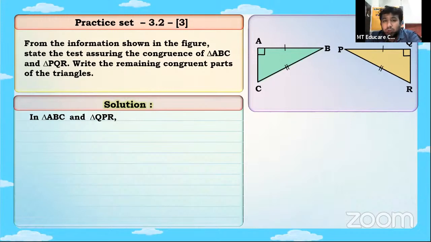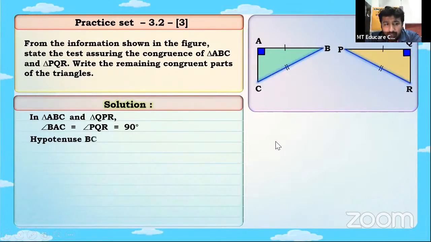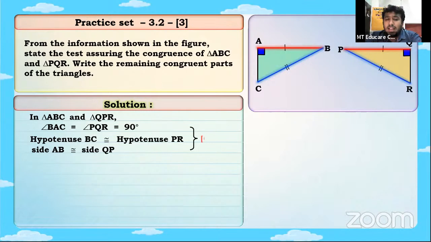Okay, students, tell me what is the measure of angle A? Superb, it is 90 degrees. What is the measure of angle Q? Great, that is also 90. So students, I write angle BAC is congruent to angle PQR because they measure 90 degrees. Next, the side which is opposite to 90 degrees is called the hypotenuse. So in the first triangle, which side is opposite to 90? BC. And in the second triangle? PR. So I write hypotenuse BC is congruent to hypotenuse PR, and side AB is congruent to side PQ. All three will have a reason given.